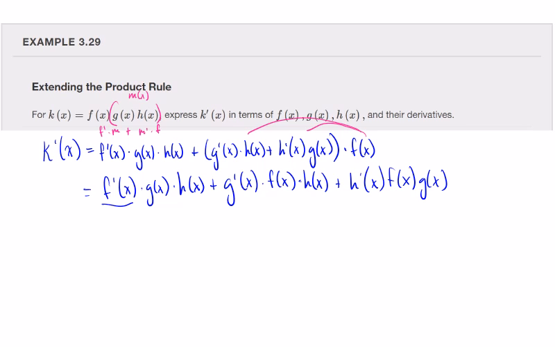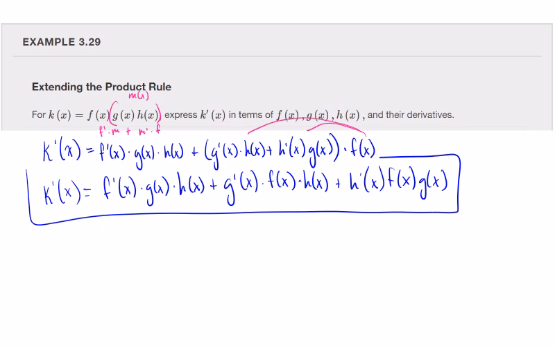Okay, so basically it's pretty much the same thing. We multiply the derivative of one times the other two, then the derivative of the next times the other two, and then the derivative of the last times the other two, right? And this can be expanded for as many terms as you want. It's pretty much the same thing, okay? All right.